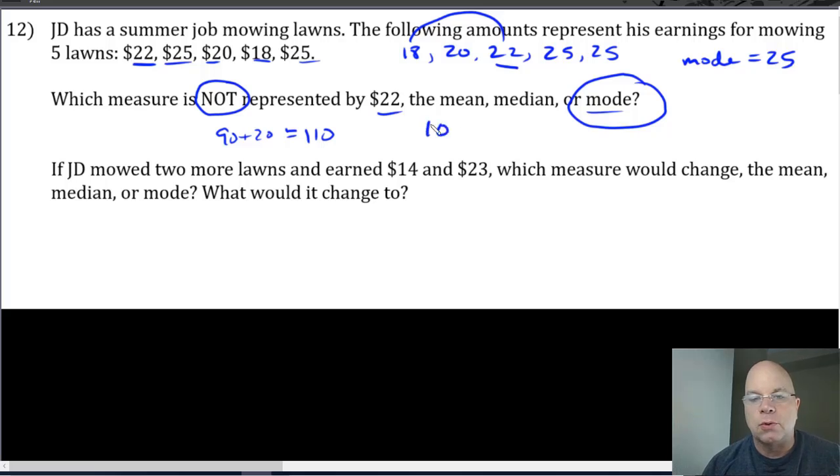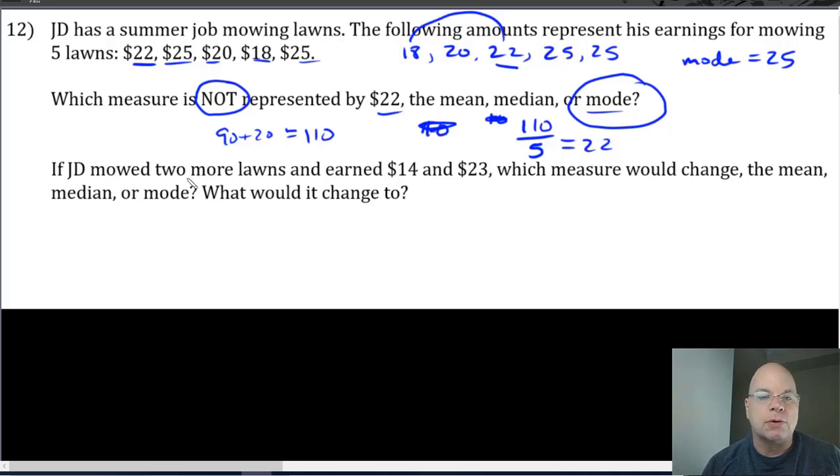And then we take our total, 110, and divide it by 5 numbers. 100 divided by 5 is 20, and 10 divided by 5 is 2, so the mean is 22, as is the median. So the mode is the answer here. That's the one not represented by 22 because it's 25.